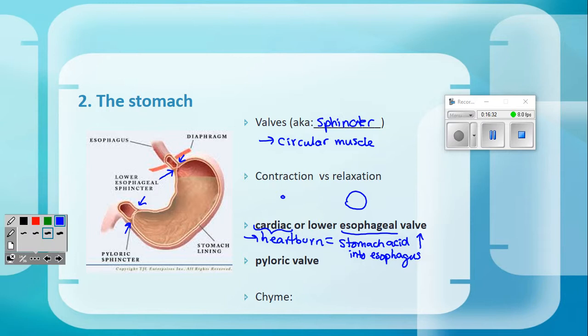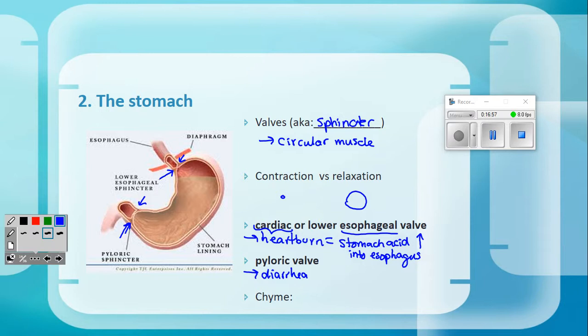The other valve, the pyloric valve, which is the one at the bottom of your stomach, its job is to control the exit. So ideally, that valve doesn't open until food has been properly physically and chemically digested in your stomach. If the pyloric valve is not functioning, diarrhea might be the result.